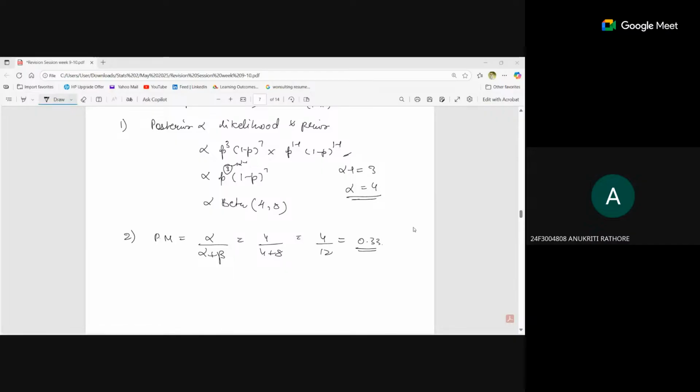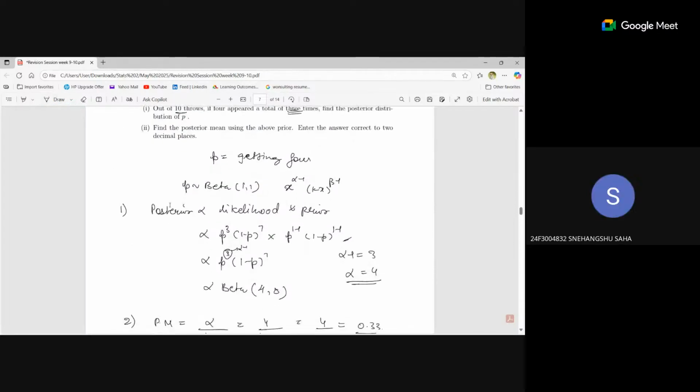Ma'am, can you explain the posterior likelihood part again? I didn't understand how we are applying whatever is given in beta. For the posterior, likelihood into prior part, how are we applying the prior? Ma'am.